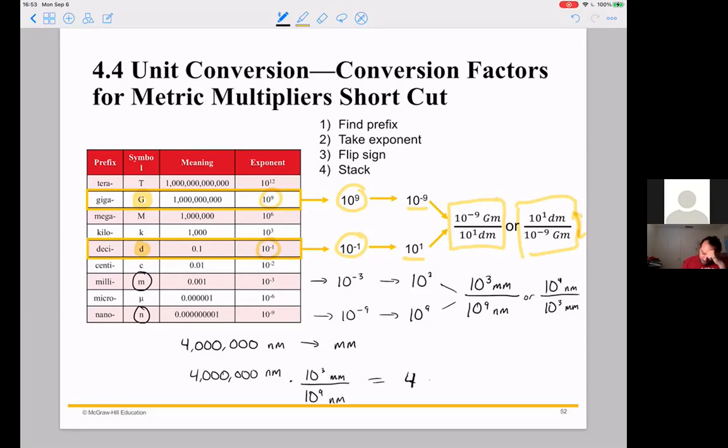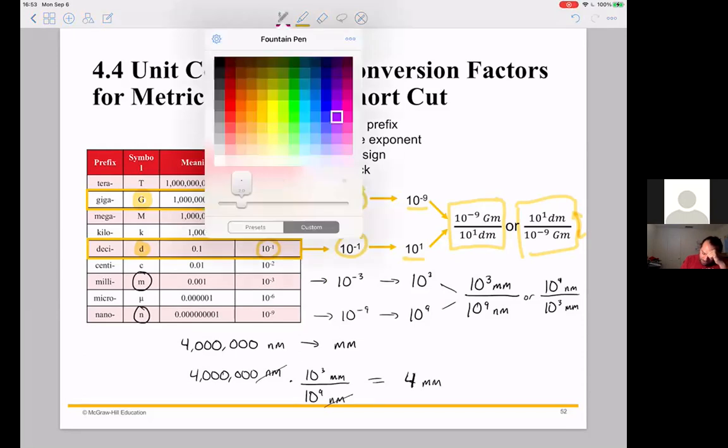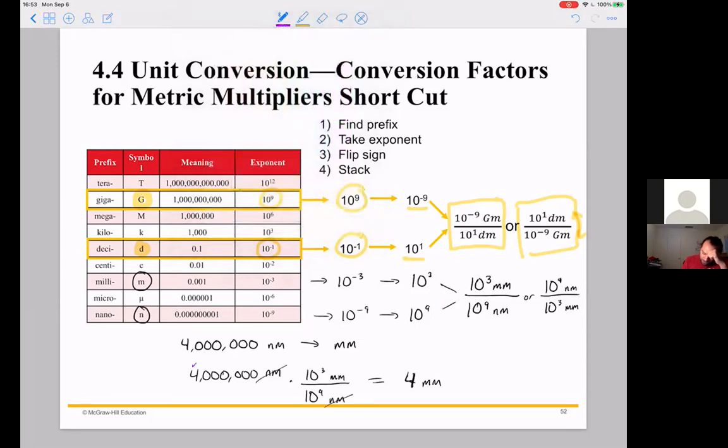Going through and making sure my units cancel out, nanometers cancel out, and I'm left with millimeters. I can again double check that I got 1 sig fig on this side and 1 sig fig on this side. So this would be my final answer there. Okay, but this is how we can easily convert between any of these metric prefix conversions.